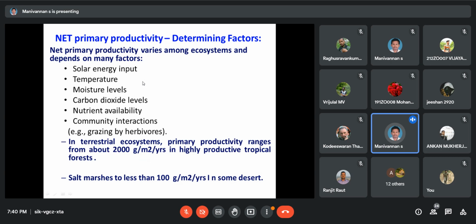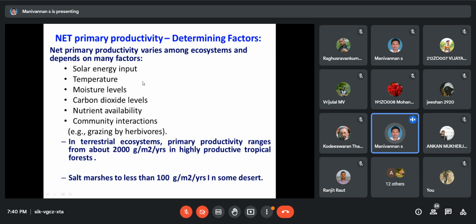Is it clear what primary productivity is? Primary productivity includes gross primary productivity and net primary productivity. Next, moving to the secondary productivity. Secondary productivity means the second level. The net primary productivity is available for consumption by the consumer. The available food for the consumer is called the secondary productivity.